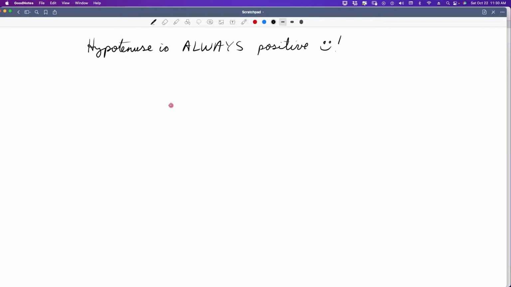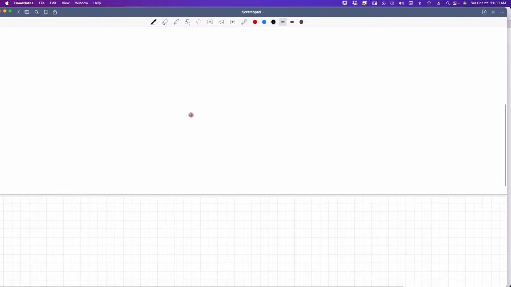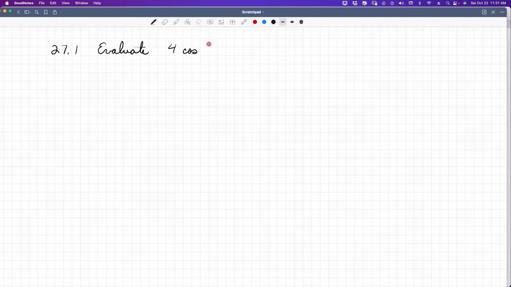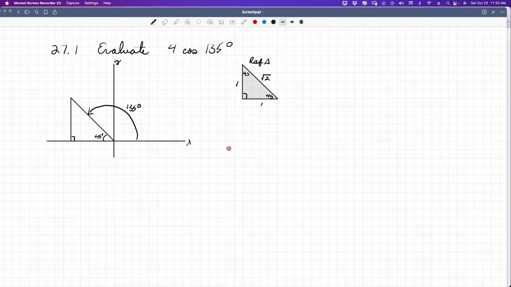So let's evaluate. I think what I want to do is go down here to the grid, because that's going to be a whole lot easier for me to get some accuracy on. So our first problem is 27.1, and we're going to evaluate 4 times the cosine of 135 degrees. Give me a minute, let me draw that up. All right, so I took a minute and made all our sketches out. So we have 4 times the cosine of 135 degrees.